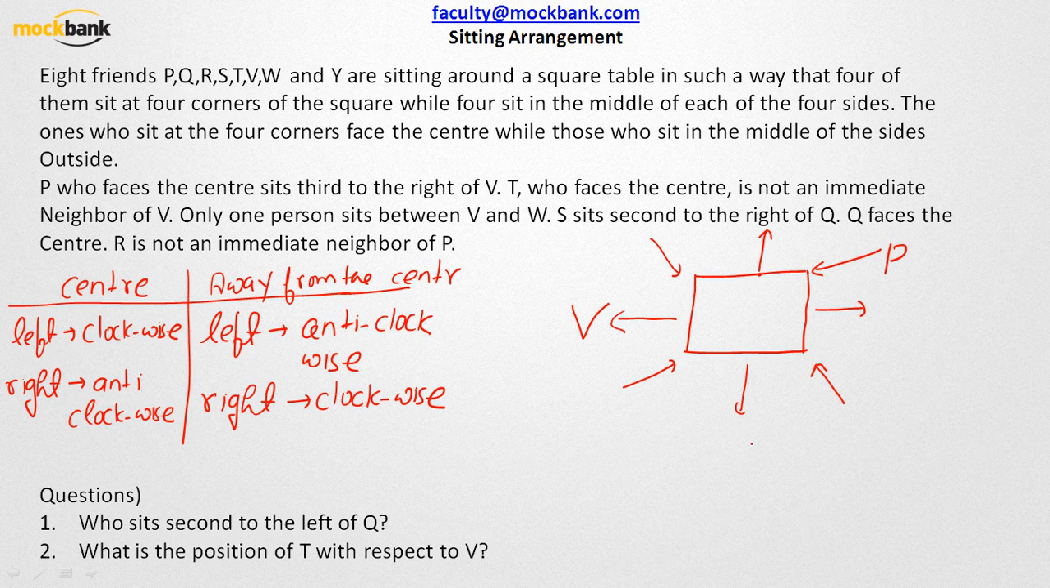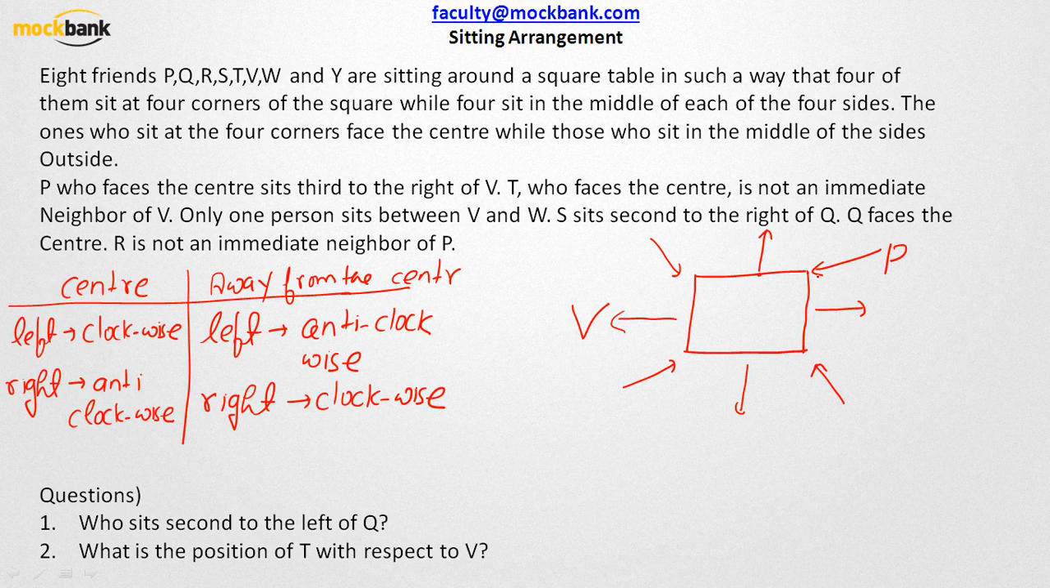Had it been this position, you could have said that P is third to the left of V. So V for sure cannot be at this position. V has to be here. Why? Because these two positions are nothing but having persons facing away from the center. That's clear? Now let us go ahead with another information.